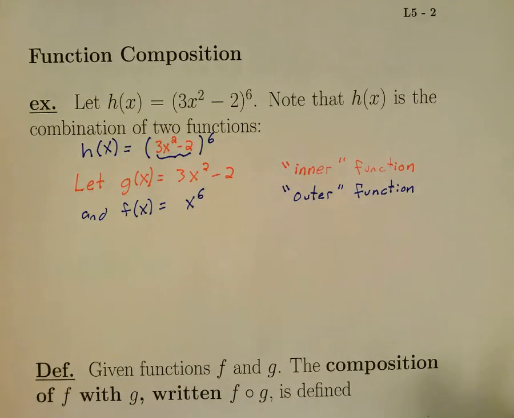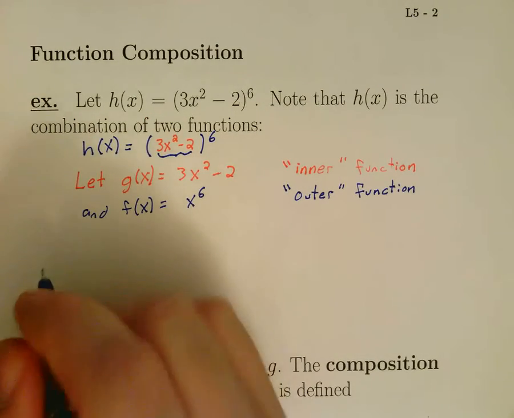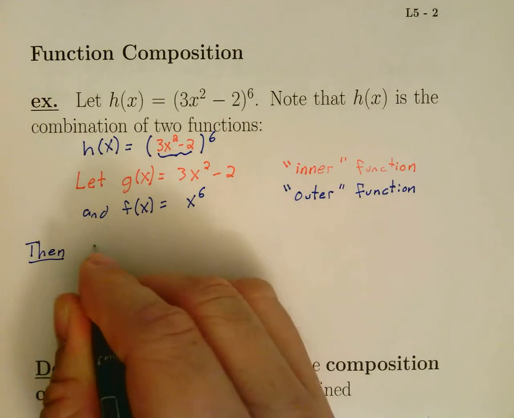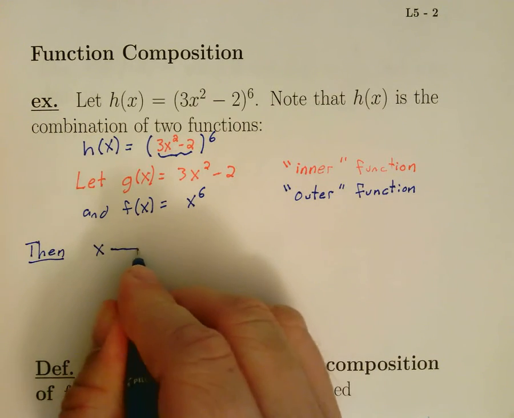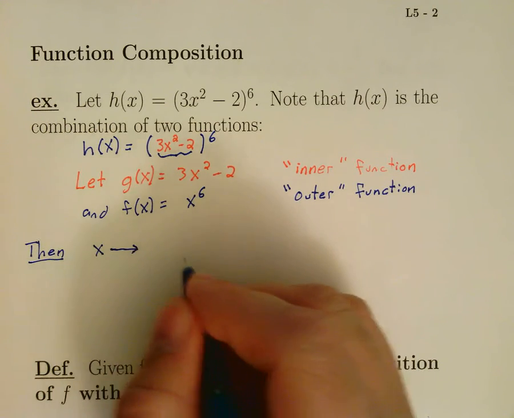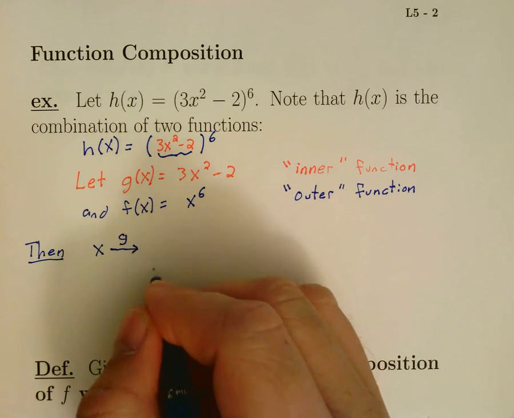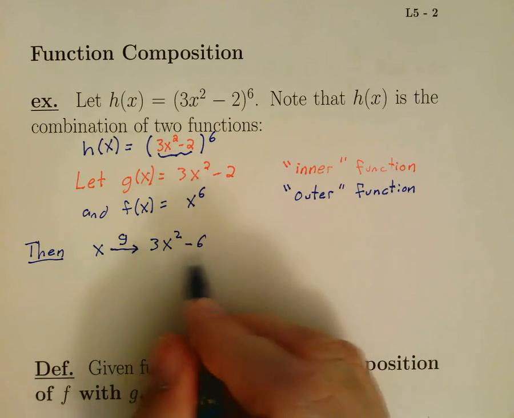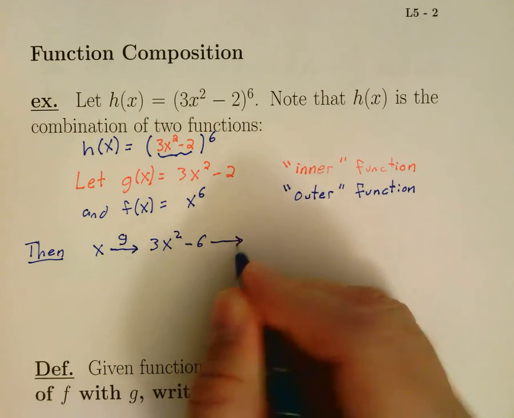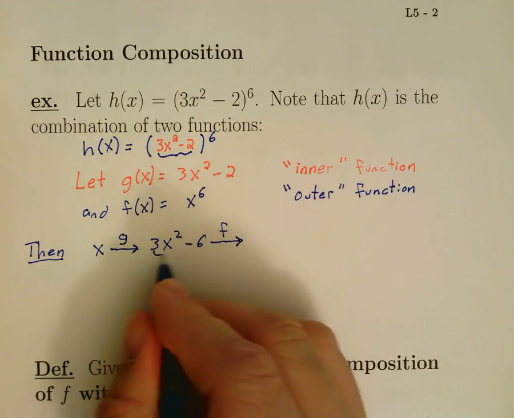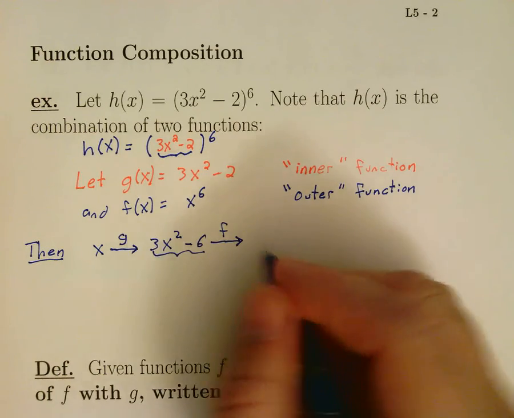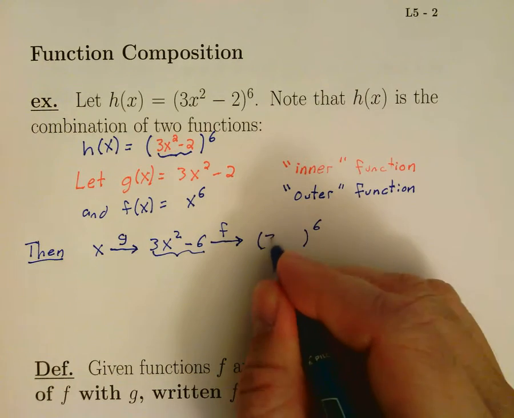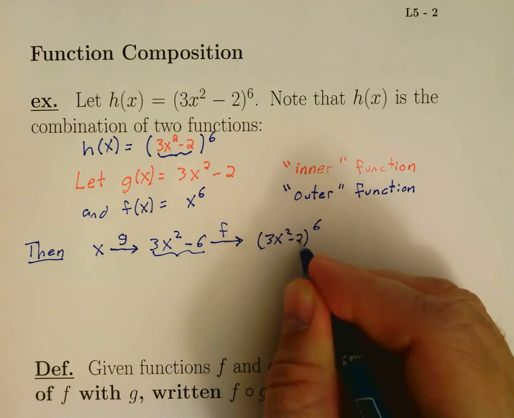Now, here's what happens. Let me show you. To find h, first the x gets sent to g, which is the inside function, 3x squared minus 2, and then we send that to f, which puts this on the inside of f. Remember what f does, that's something to the 6th. And that something in this case is whatever the inside is. So that's 3x squared minus 2.